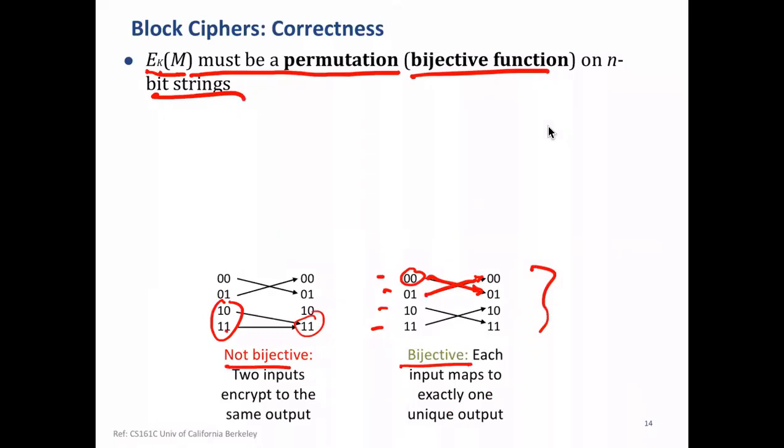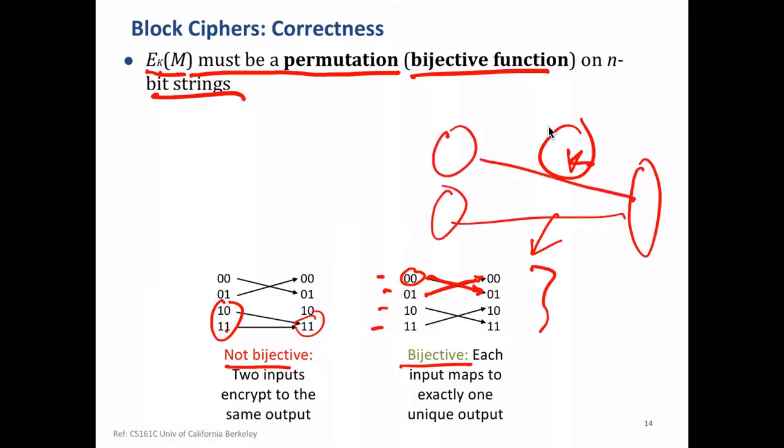So block ciphers provide a bijective mapping, or bijective function. Essentially, what do we mean by that? Given a key K, one encrypted output should not map to two inputs, or two plain texts. That's not allowed. In other words, each plain text, given a key K, should map onto only one encrypted text.